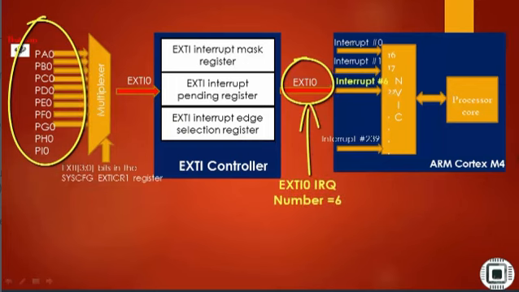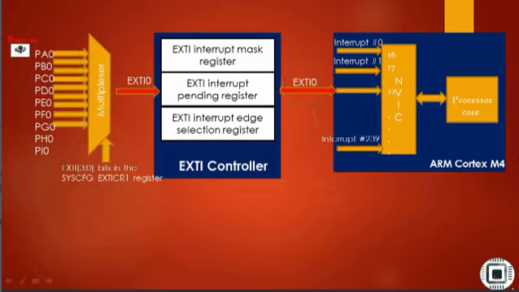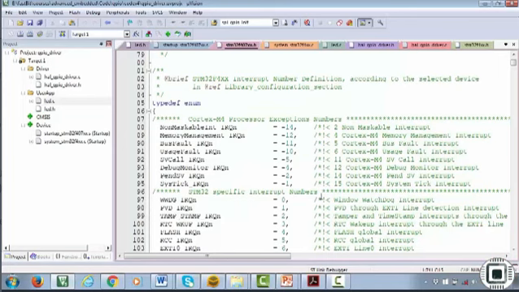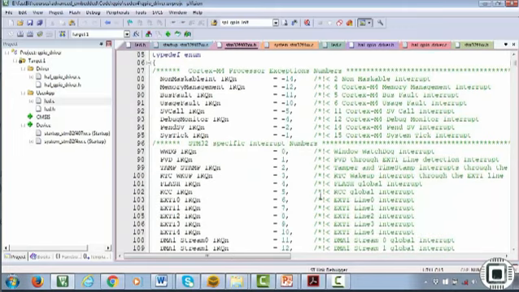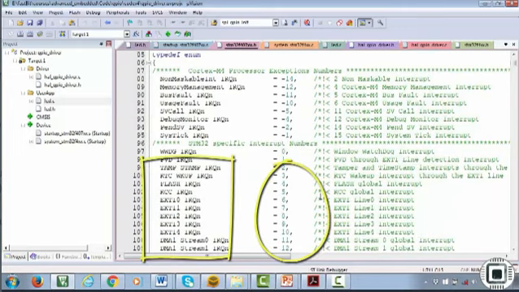Now let's open up the MCU specific header file which we explored in the beginning of the course to see whether this matches with the IRQ definitions defined in the header file. Here I am in the MCU specific header file, and here is an interrupt definition. Yes, you can see here the header file declares the EXTI 0 IRQ number as 6, the EXTI 1 IRQ number as 7, and so on.